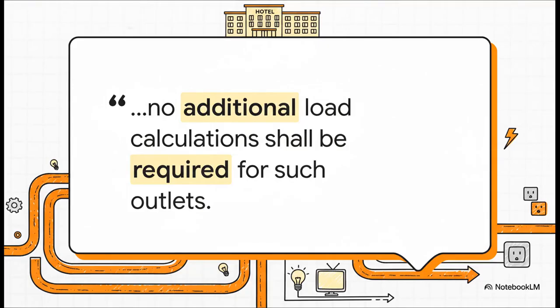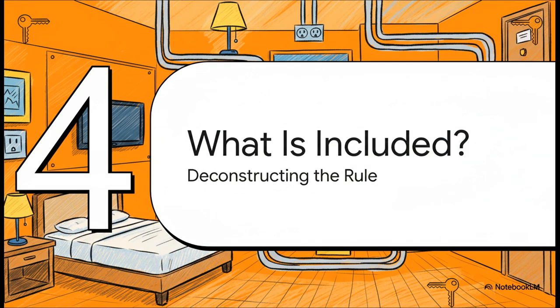This is it. This one little phrase is the heart of the entire shortcut. The code basically says, hey, for the standard outlets in a hotel guest room, you can skip all the extra math. Why? Because a safe minimum value is already baked right into the rules. It's a perfect example of smart, efficient regulation. So, what does "such outlets" actually mean? The rule is pretty specific about what is and what is not covered by this handy little shortcut. So, let's break that down.